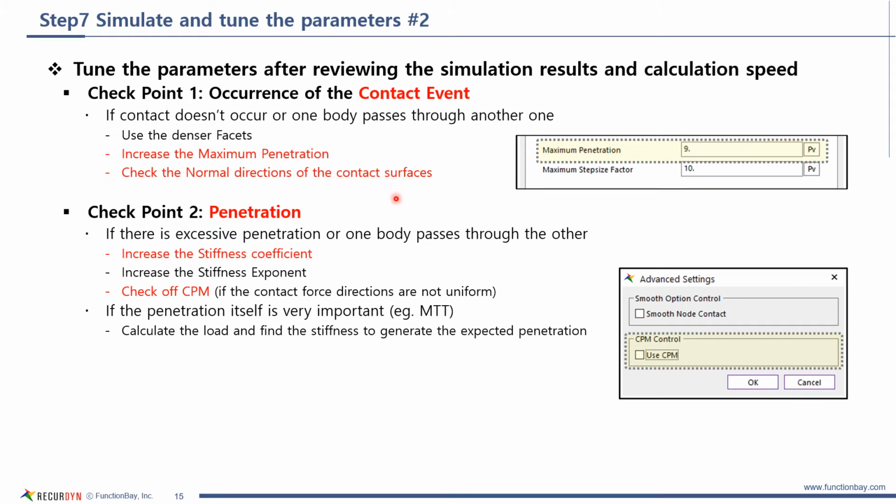Second checkpoint is penetration. If the penetration is excessive or one body passes through another one, increase the stiffness coefficient or stiffness exponent. If the contact directions are not uniform, then check off CPM, because CPM works as if stiffness is decreased. For the precision machine or thin material transportation machine, such as printers, the penetration itself is important. In that case, calculate the load and find the appropriate stiffness to generate the expected penetration.